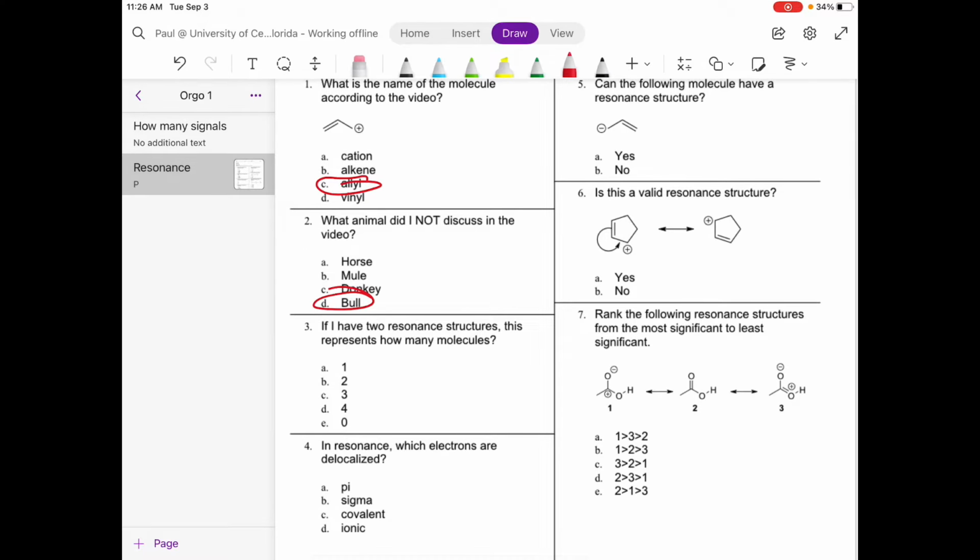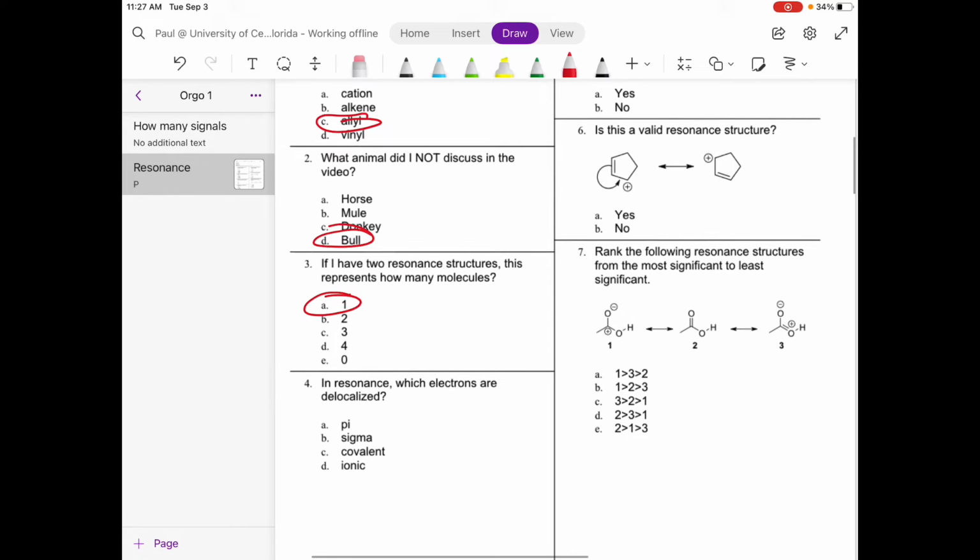If I have two resonance structures, this represents how many molecules? Remember, resonance structures are describing the same molecule, so it's just one. If you had 10 resonance structures, it would be describing one molecule. Question 4, in resonance, which electrons are delocalized? With the answer choices that you have there, that would be the pi electrons.